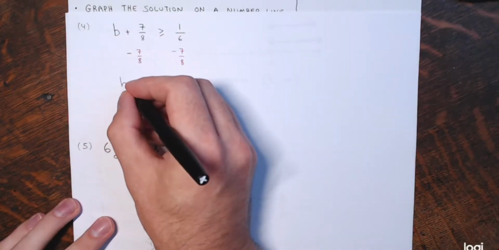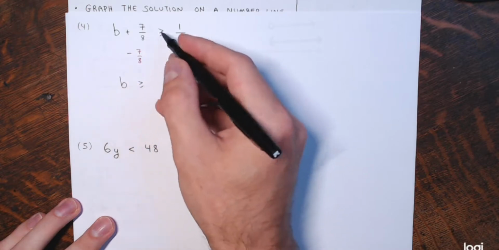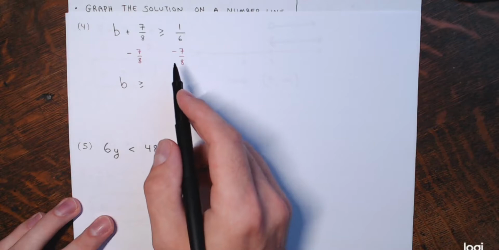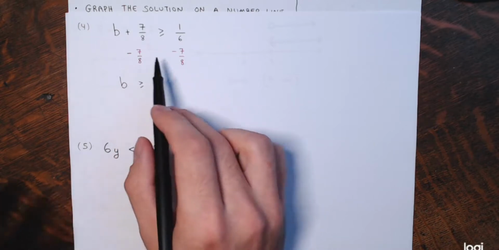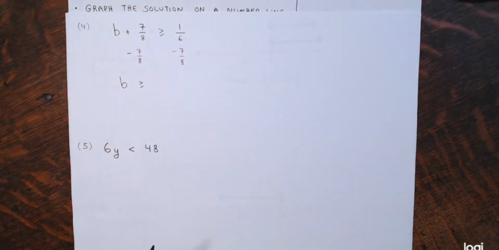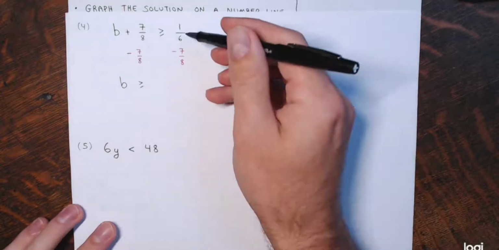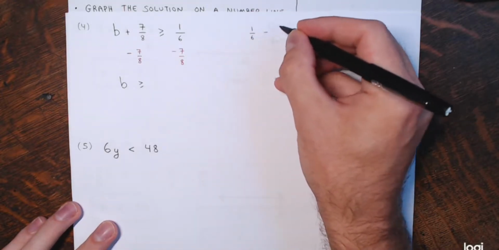on the left side, which is what I want, is greater than or equal to, right? Now, yes, there's a negative number here, but I didn't multiply or divide by a negative number. I added and subtracted. That doesn't change the symbol. Right? And then just like before, off to the side, 1/6 minus 7/8.